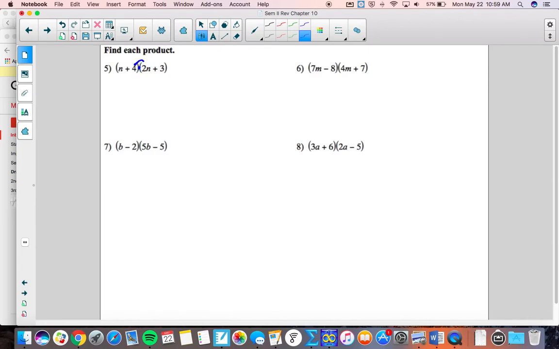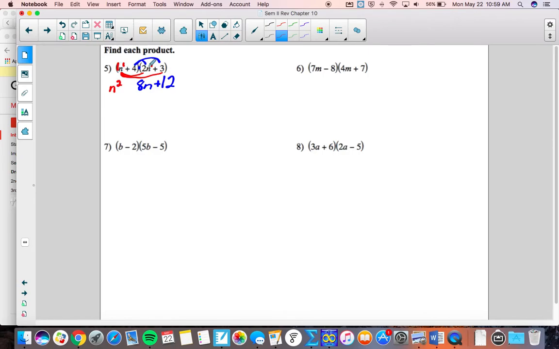We're going to distribute the 4 with the 2n, and that means 4 times 2n. And we're going to distribute the 4 to the 3, which means 4 times 3. So we realize that we're going to get 8n plus 12. But wait, we also need to distribute this n to the 2n and this n to the 3. Now thinking back to our properties of exponents, when we take an n times n, we add the exponents together. So this is going to become n squared.